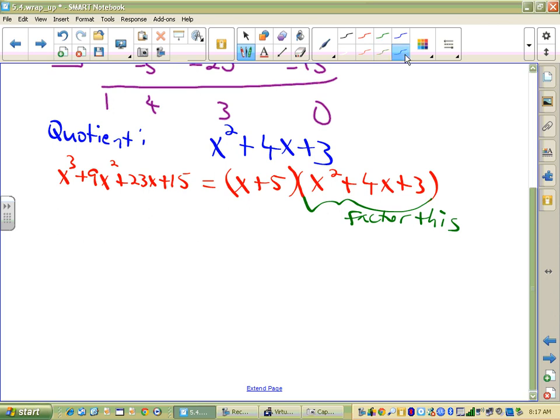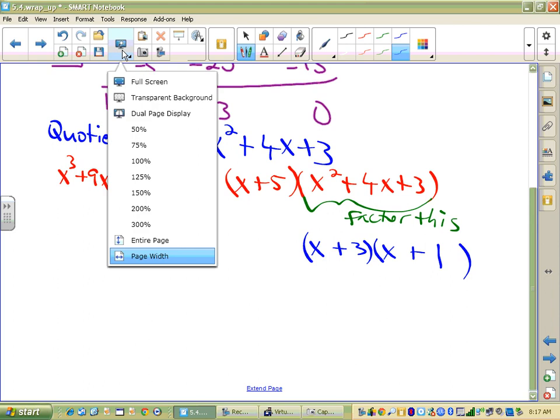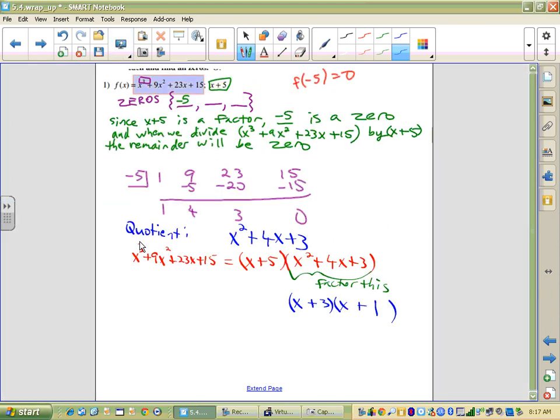It's going to factor into what? X plus something and x plus something? Plus 3, plus 1. There we go. Let me change that. X plus 3, x plus 1. So let's look at this all on the same page, and let's go back and answer the question then. So, because of all that, what are our other two zeros then? Be careful here with the other zeros. -3 and -1.